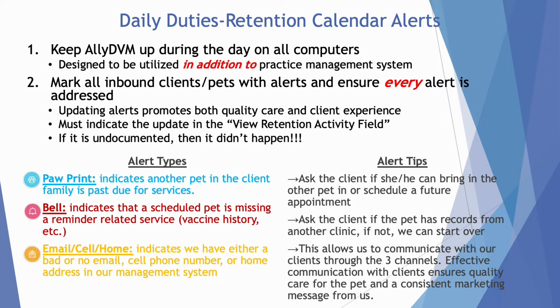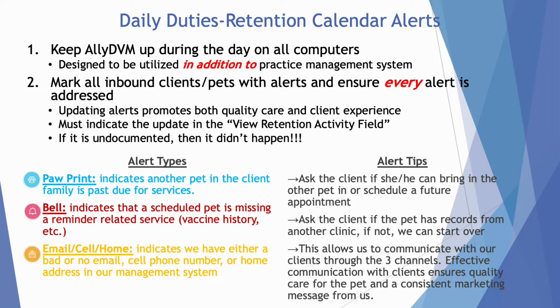The last alert type is your email, cell, and home address. These are the easiest alerts to handle. It basically just indicates that we either don't have one of these items, or it's a bad or invalid item. It's important to understand that all 3 of these items need to be in your practice management system. We need to have all 3 channels to communicate through. Effective communication with clients ensures that we're giving quality care and a consistent marketing message.